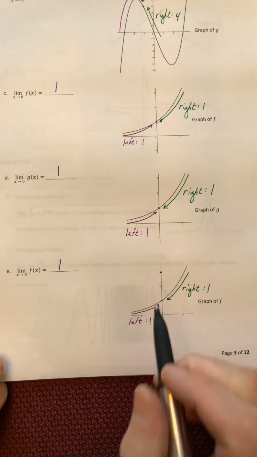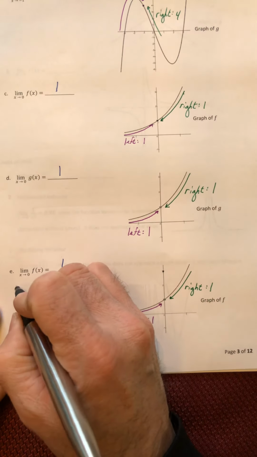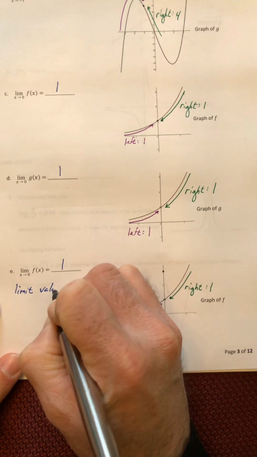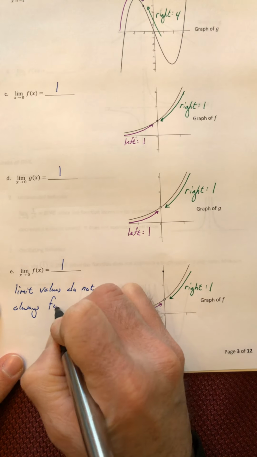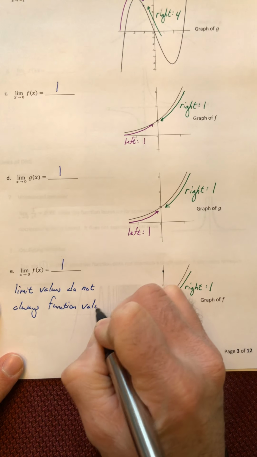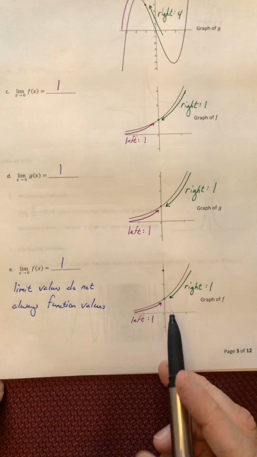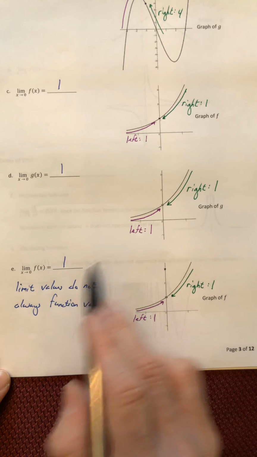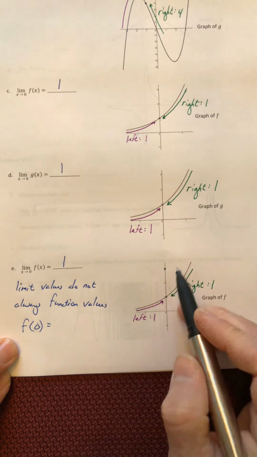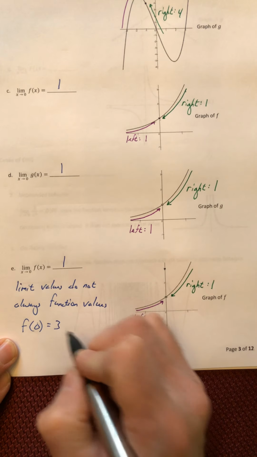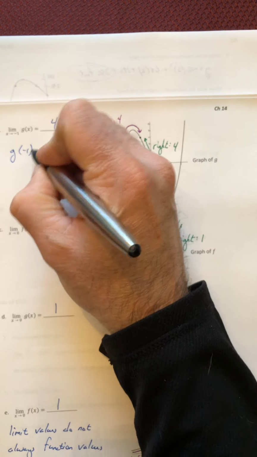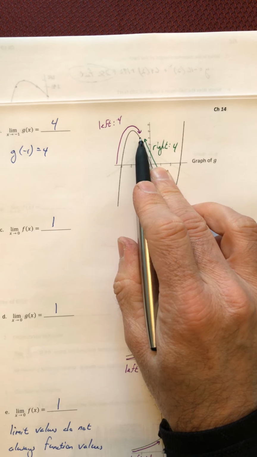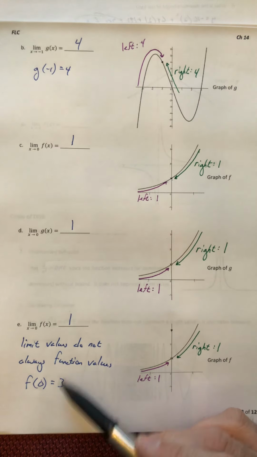So something to kind of get in your heads is that limit values do not always equal function values. This example and example D do just that. The limit value in example E is 1, but the function value is where the point actually is. So the function value is actually 3. So they don't always have to match up. For B, it did. The limit was 4, and then the function was also 4 because there was an actual point there. So sometimes they match, but sometimes they don't.